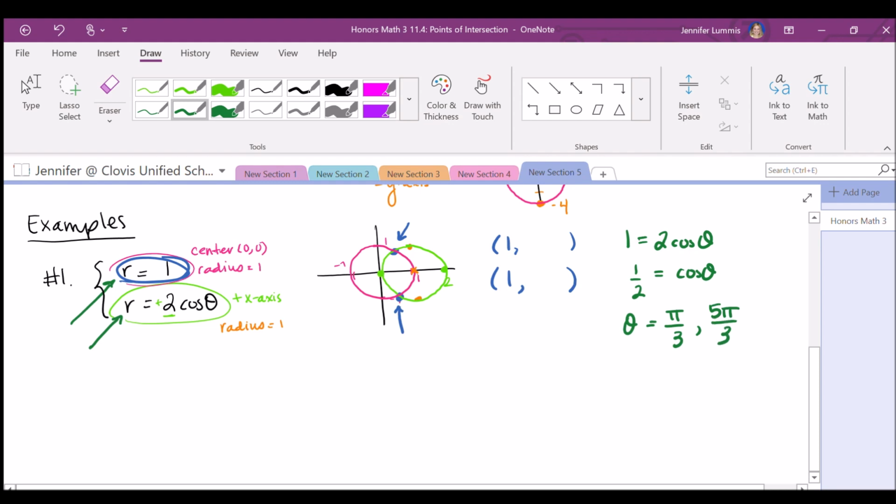And sure enough, if we look at our graph and start when r is 1, we would make an angle of about pi/3 to get up here at the top. And to get into quadrant 4, we'd have to go 5 pi/3. So those are going to be our angles. Okay, and so we have our coordinate pair.